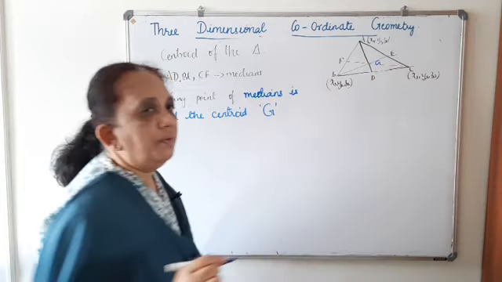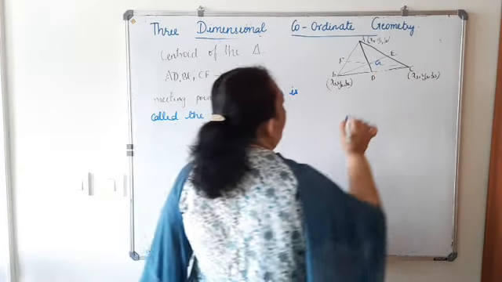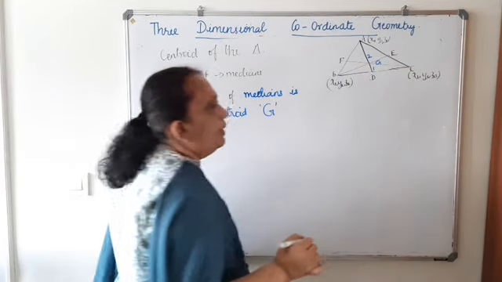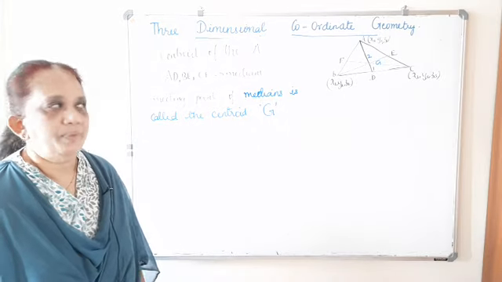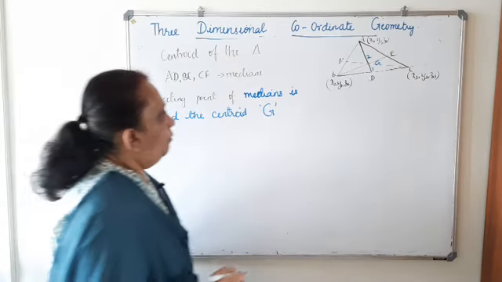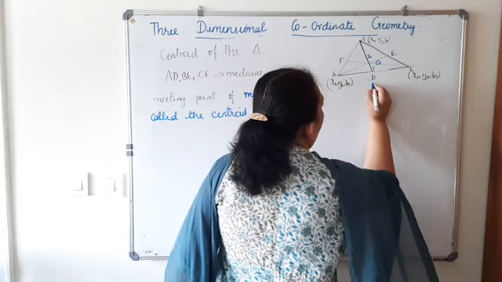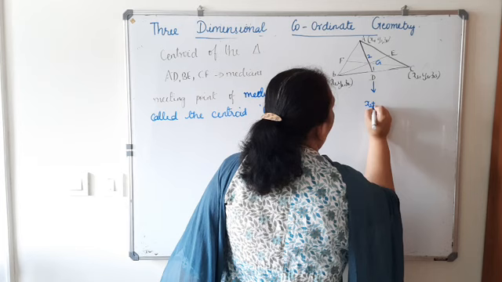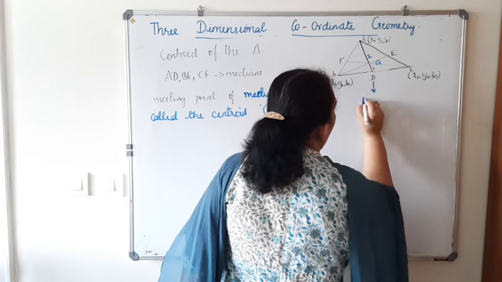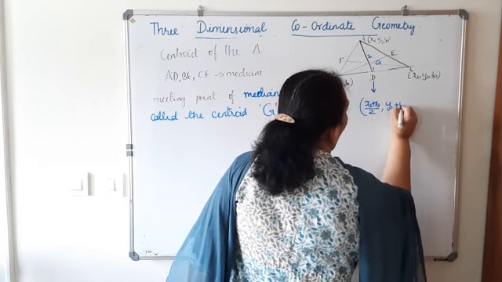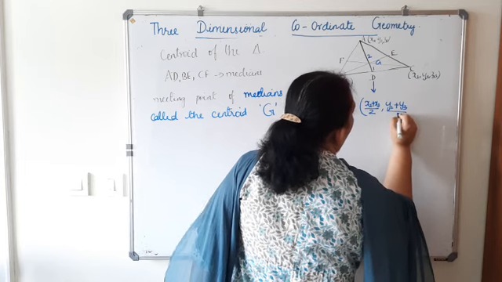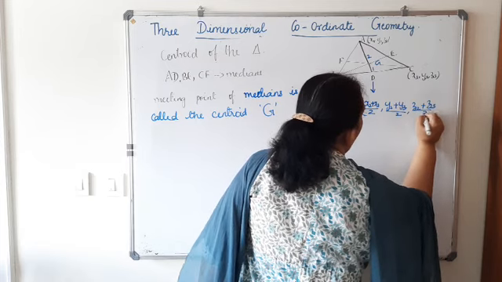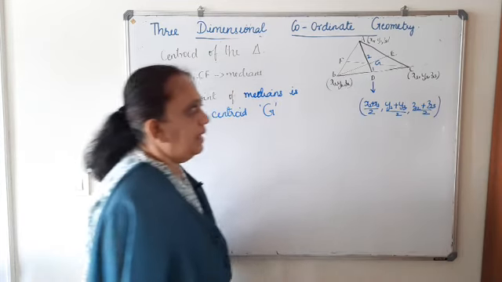And this property of the centroid is, it will be dividing the median in the ratio 2:1. 2 towards the vertex and 1 towards the opposite side. So, what about the coordinate of D? Because it is a midpoint, the coordinate of D will be x2 plus x3 by 2, y2 plus y3 by 2, and z2 plus z3 by 2. I am giving this as an assignment.